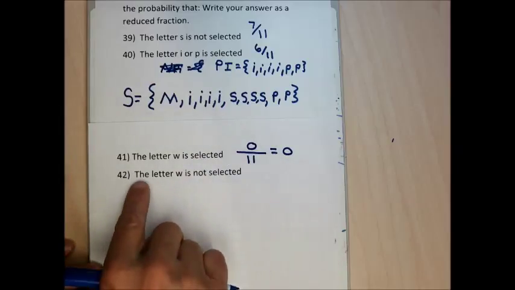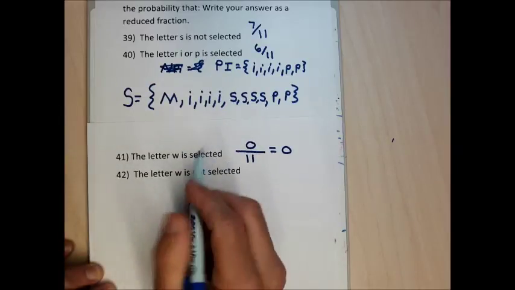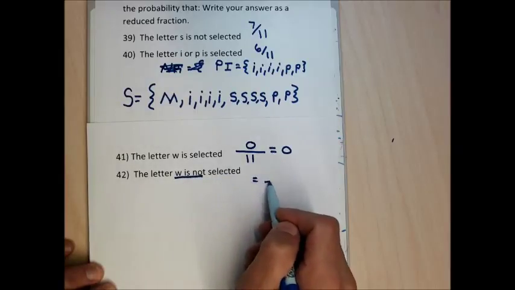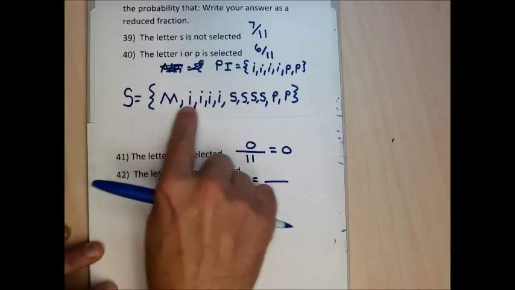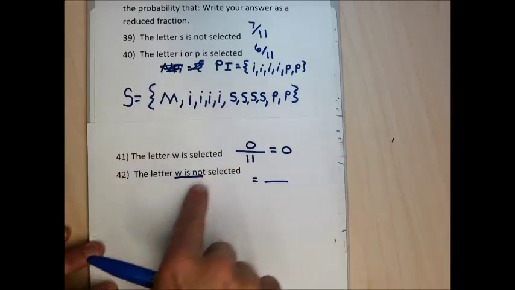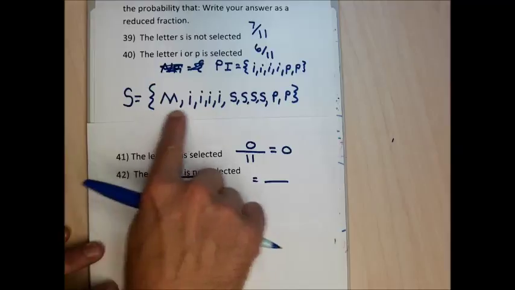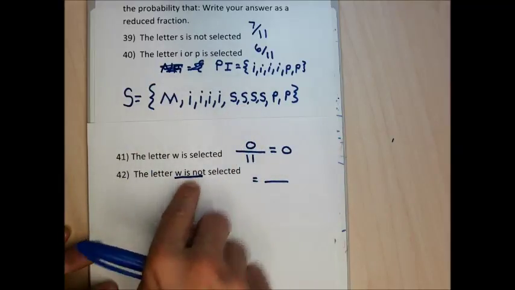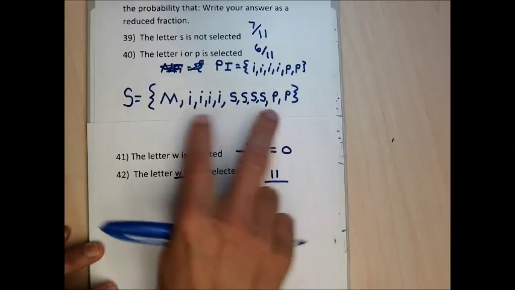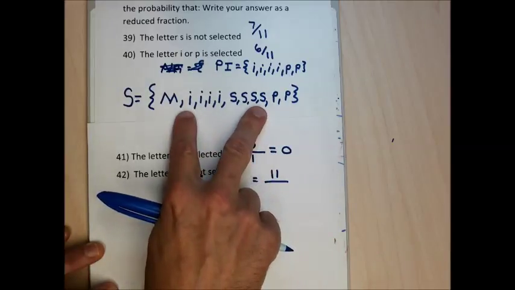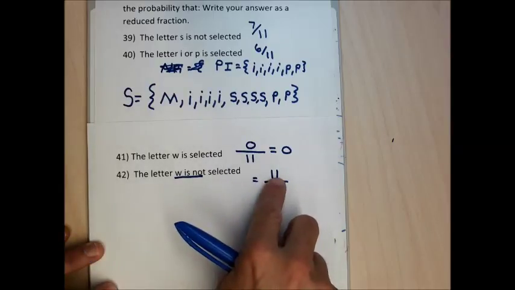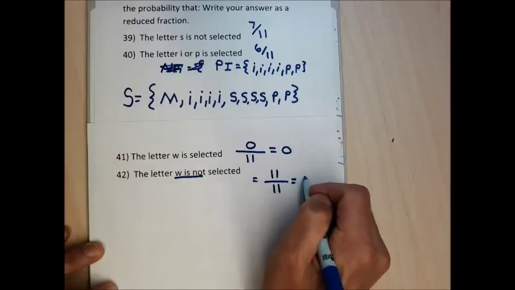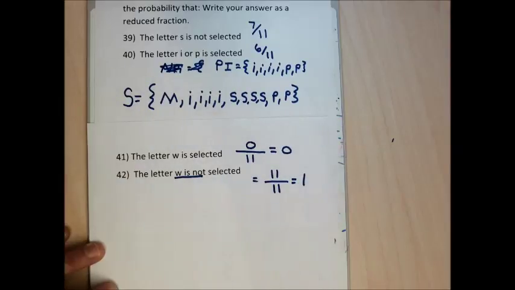My fraction for 42, the question is, what's the probability that the letter W is not selected? Well, I'm going to form a fraction, and the numerator needs to be any letter from the sample space that's not a W, and all 11 letters are not W. So each one of these 11 letters would classify as not W. So there's 11 different objects in this sample space that would classify as not W. That's the numerator. The denominator is also the 11 objects in the sample space. And my answer for 42 is going to be 100%.